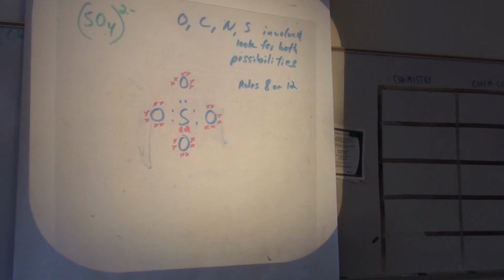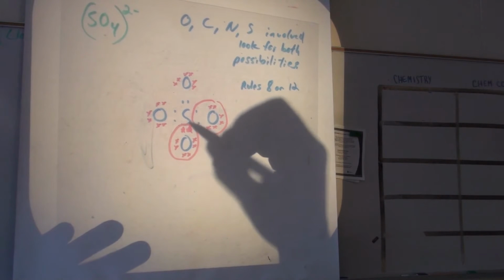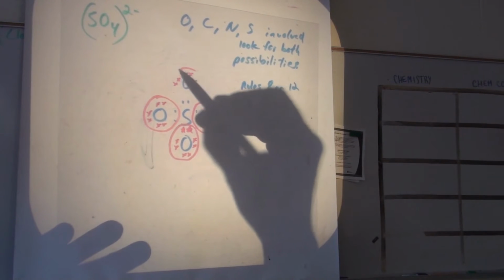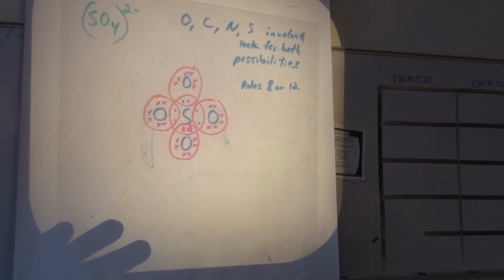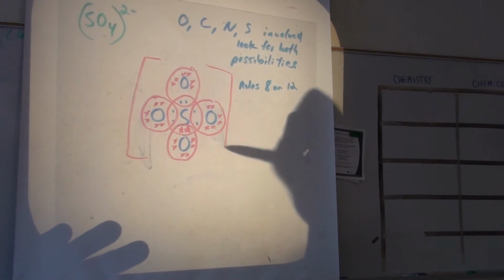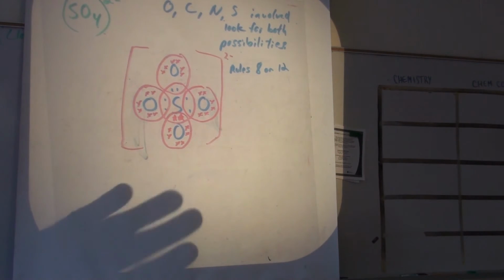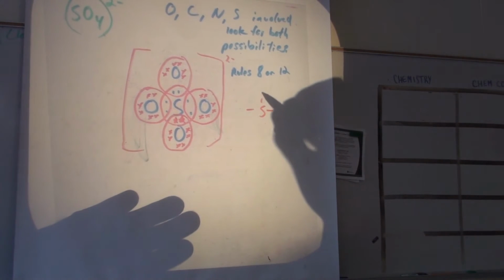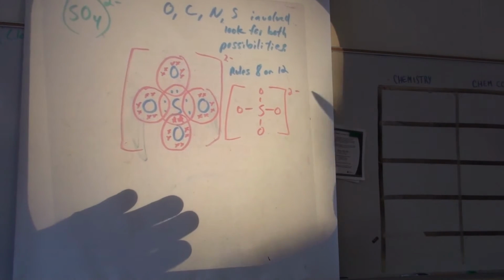So can I get 8 around everything? Yes. 8, 8, 8, 8, and 8. Because it's got a charge, I must put brackets around it. The line bond structure looks like this. And I put brackets around it because it has a charge.